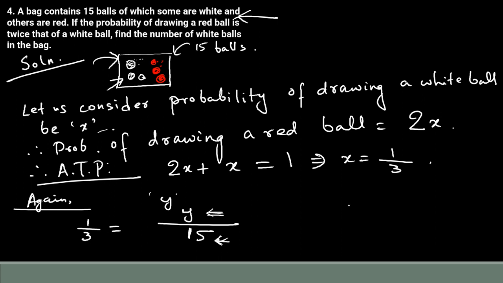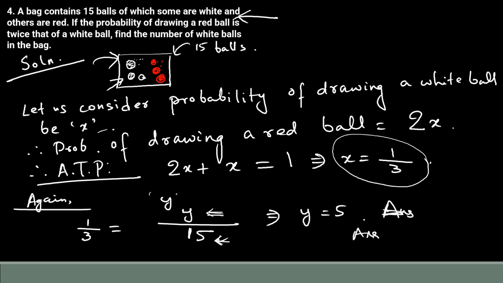That probability you already got as 1 by 3, right? From here you can find the value of y. y is 5. So this is your answer. Just write a proper answer at the end. Therefore, the number of white balls is 5. Just write a proper answer here.